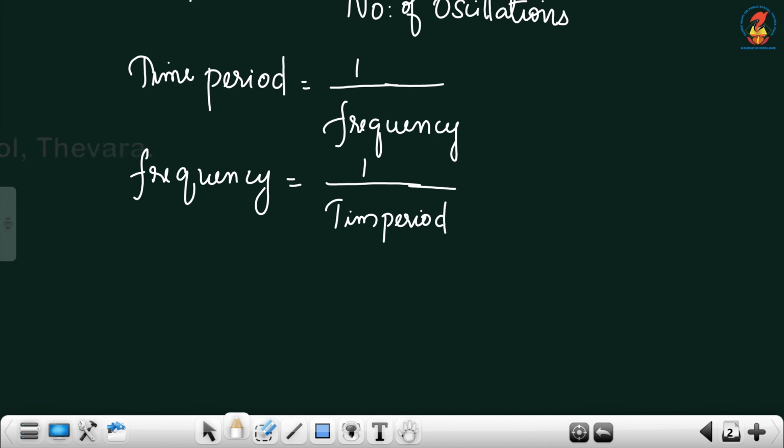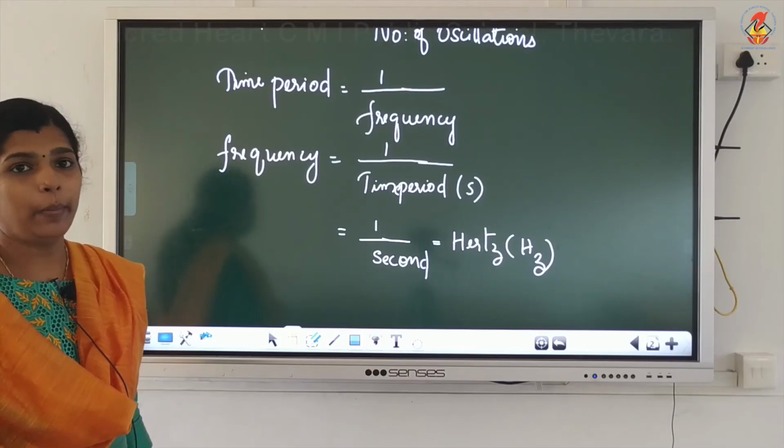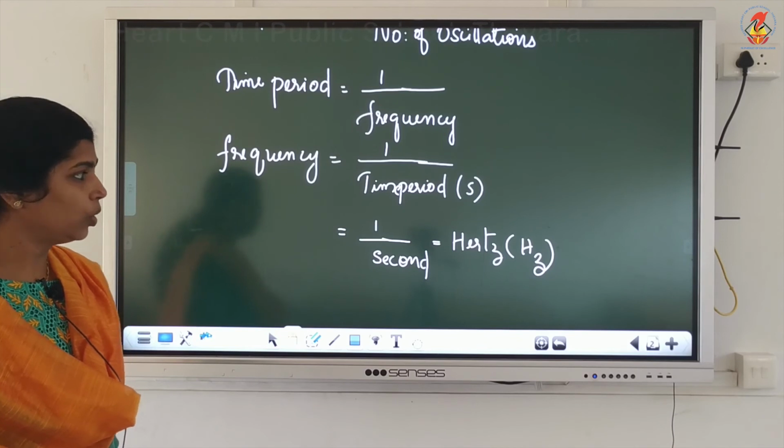Now, what is the unit of time period? The unit of time period is seconds. So, the SI unit of frequency is 1 by second, that is equal to hertz. So, that is the unit of frequency. Frequency equal to 1 by second, that is equal to hertz.